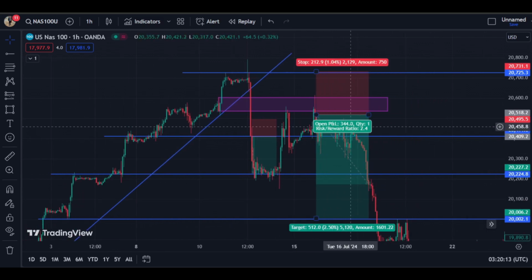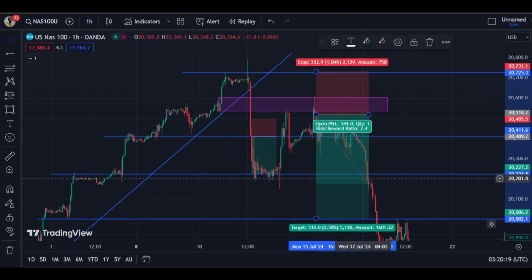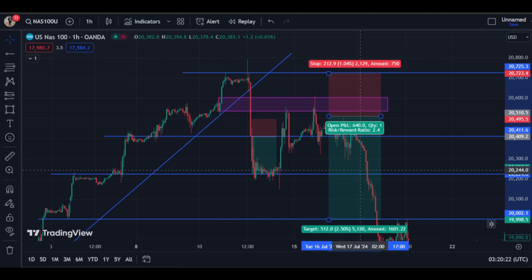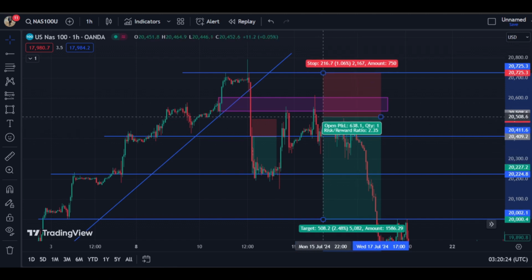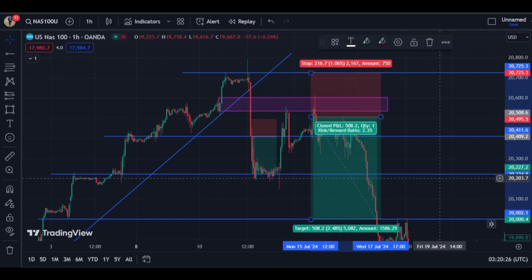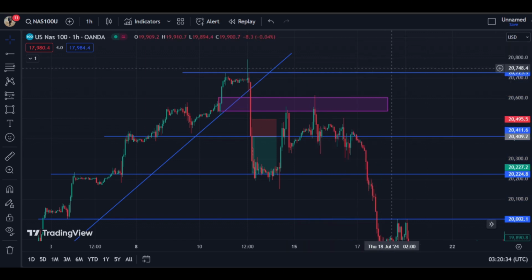You see, this is a 1:2 risk to reward ratio, which is perfect. And then your trade plays out perfectly like that. So maybe this is your first take profit and this is your second take profit. And that happens. Okay, so let's look for another trade. Let's just remove this real quick.